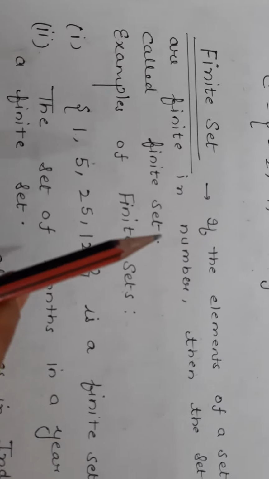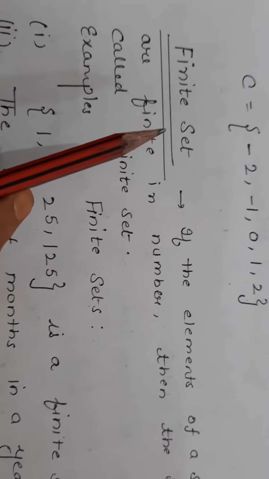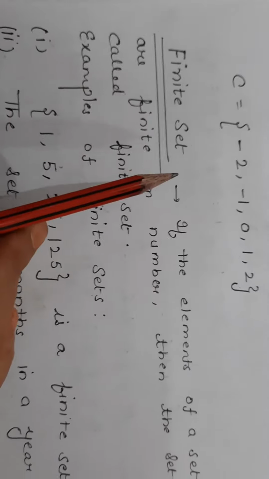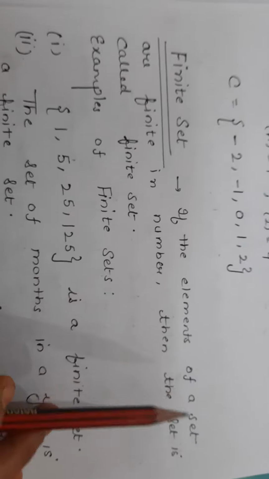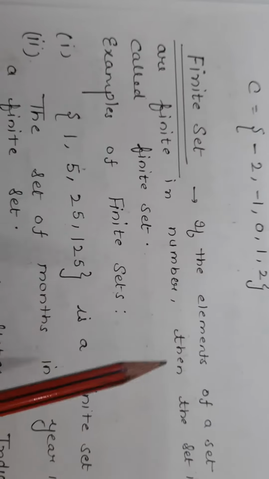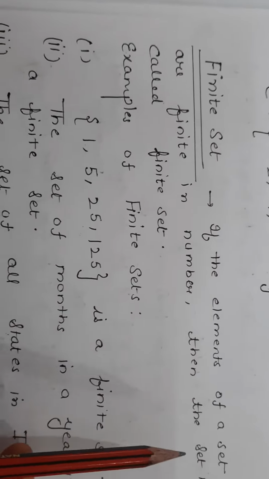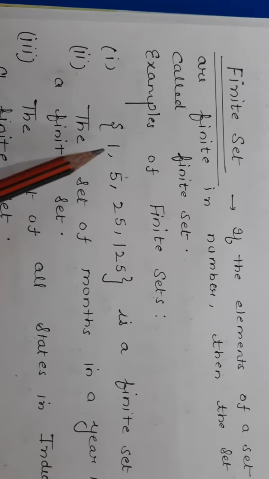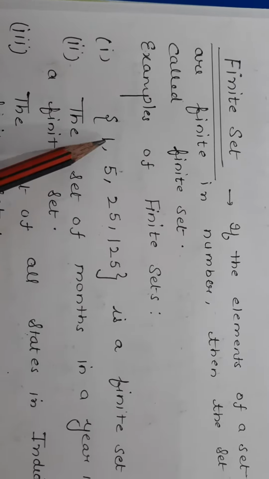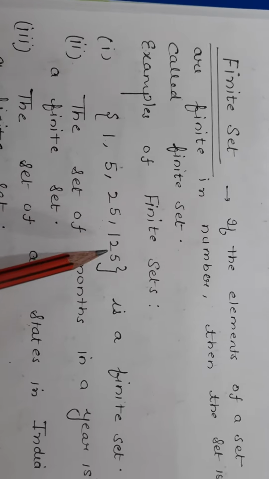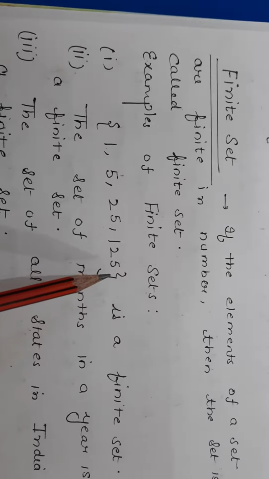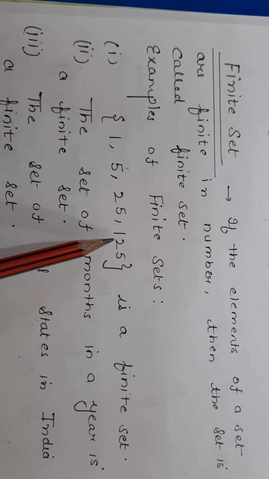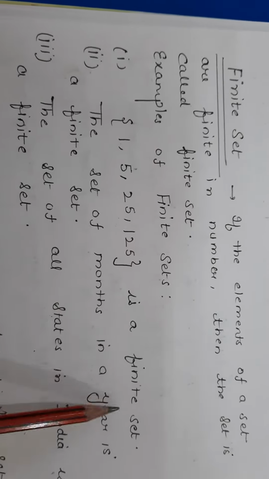Welcome students. In this video, I'm going to discuss different types of sets. First, I begin with the finite set. If the elements of a set are finite in number, then that set is known as a finite set. Some examples of finite sets: look here, the set is written in roster form, 1, 5, 25, 125. The number of elements is 4, so they are finite in number, so this is a finite set.